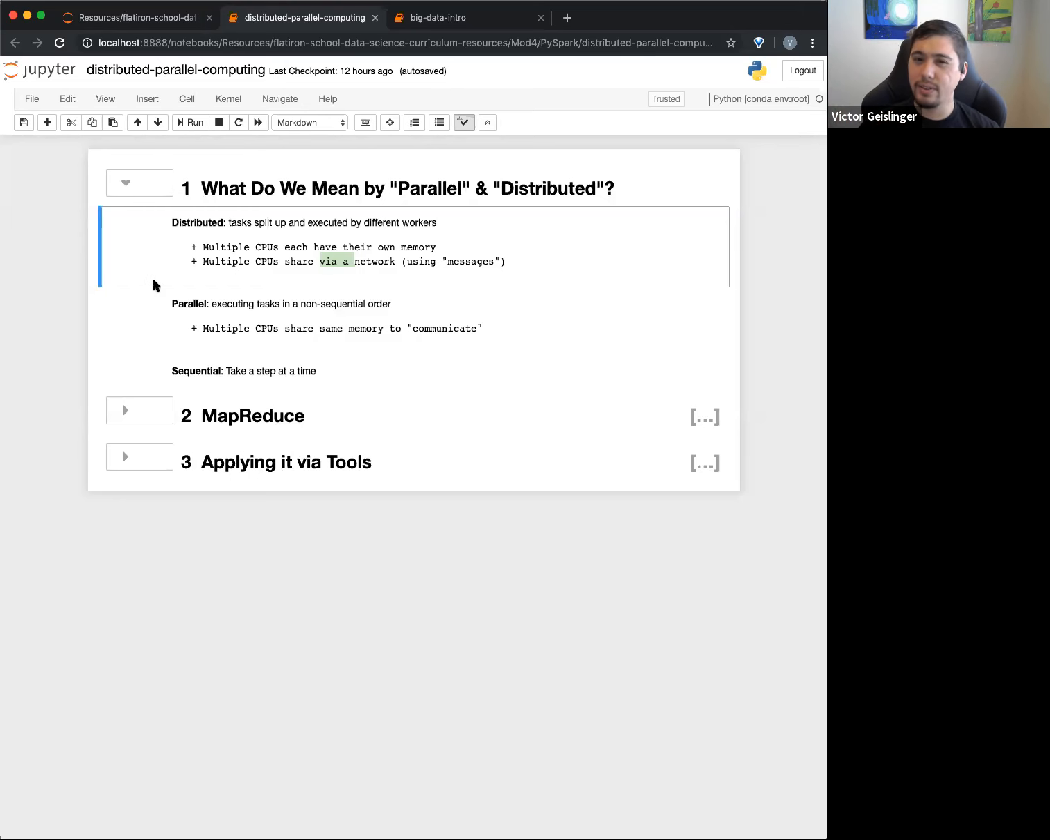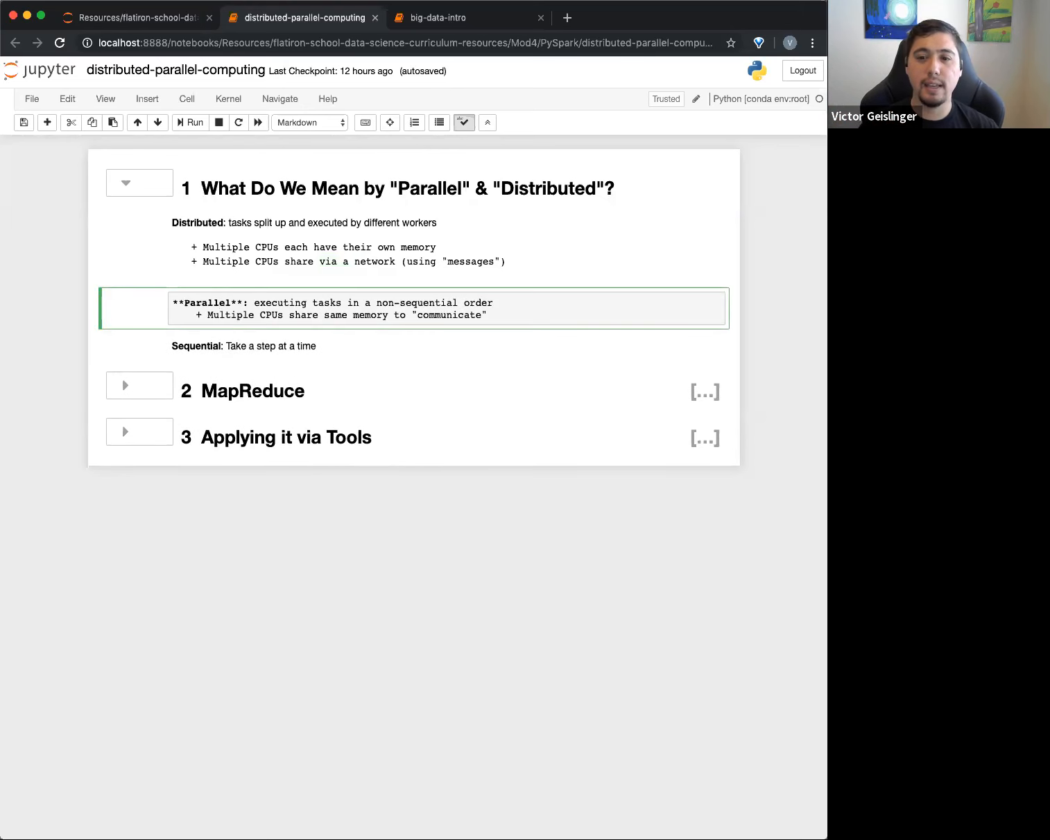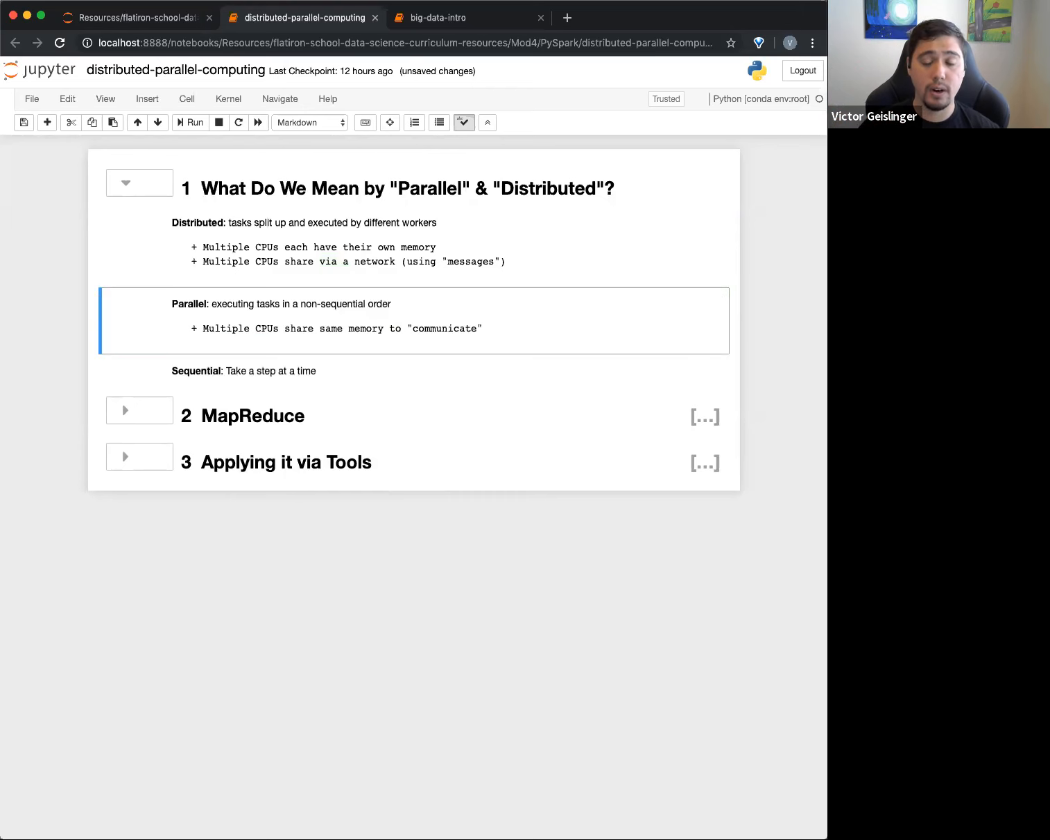Parallel is kind of confusing in how it compares to distributed. But parallel is when you're executing tasks in non-sequential order. You might have multiple CPUs sharing the same memory, and that's how they're communicating. Basically, each CPU is doing their own task, but they're sharing it in the memory space.